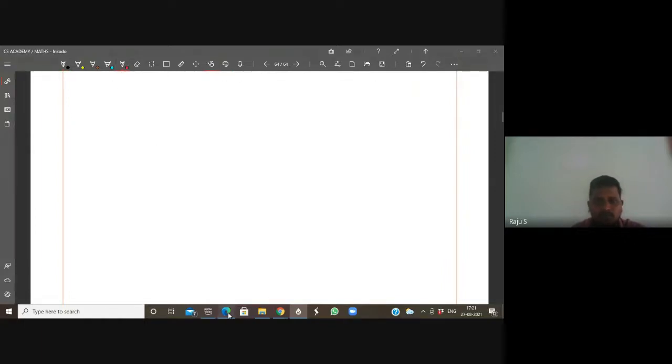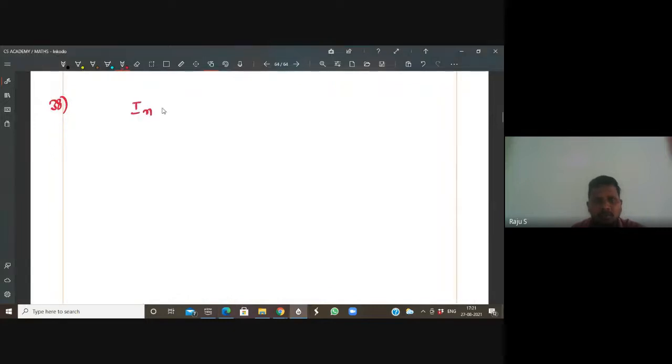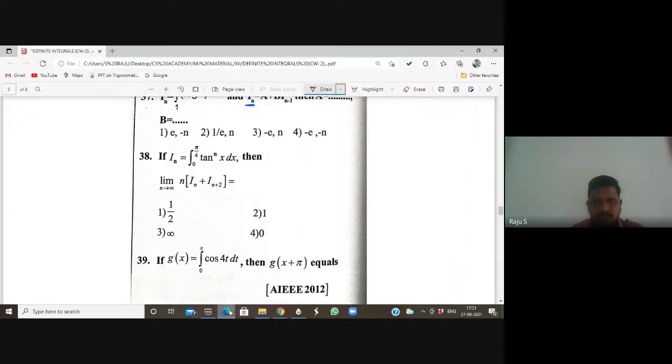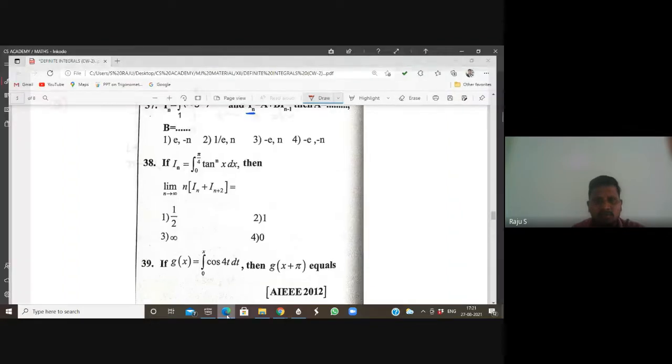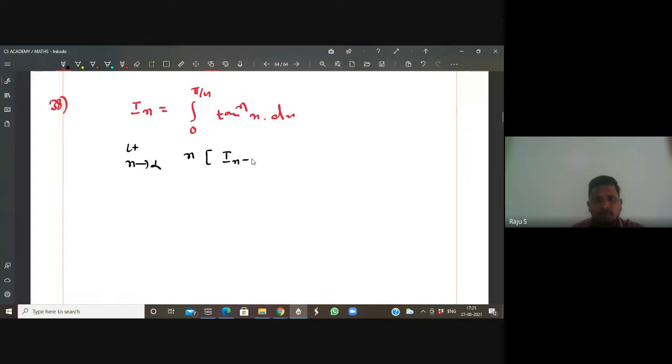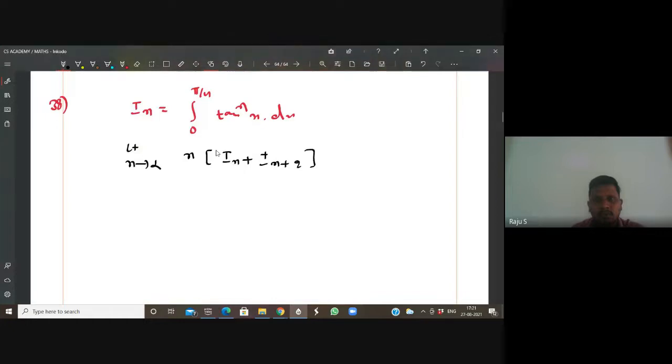Coming to the next question, your 38. Your 38 is simple, if possible you can find In. In is equal to integral 0 to pi by 4 tan to the power of n x dx. Then here limit n tends to infinity, n into In plus 2 value. Okay, student, fine. First, I want to evaluate this value.